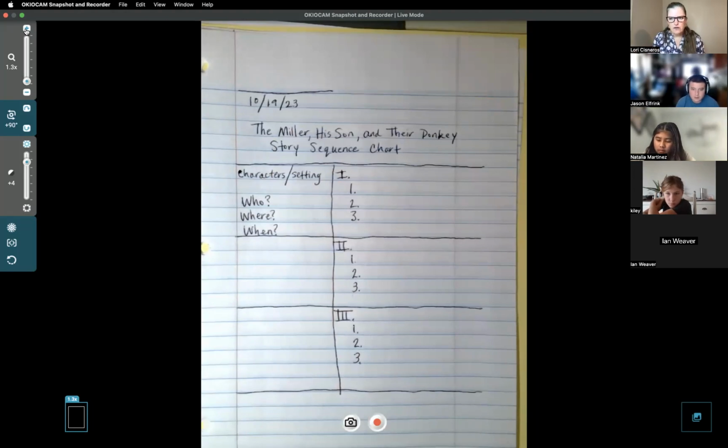So setting, in case you forgot, that means where the story takes place. The setting. Is it on the moon? Is it in Africa? Is it on a spaceship? Or in the forest or at the beach? Okay, those are all different settings. And the reason why it's important for you to identify the setting is because it helps the reader, the person reading it, imagine where they are. And that helps a lot when you're writing a story. So it's important to mention where they are in the story.